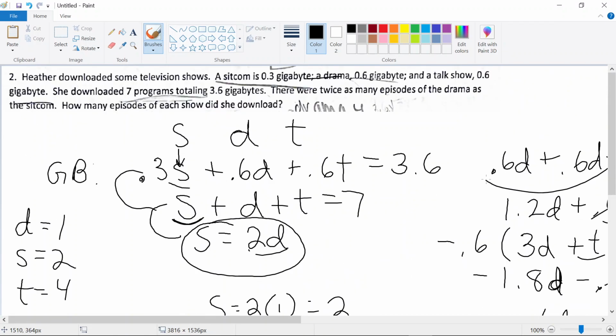So that's how I set it up. And again, there was a value equation. In this case, the value is gigabytes. How many gigabytes? And then there was a number equation. And because there were 3 variables, one more equation was needed.